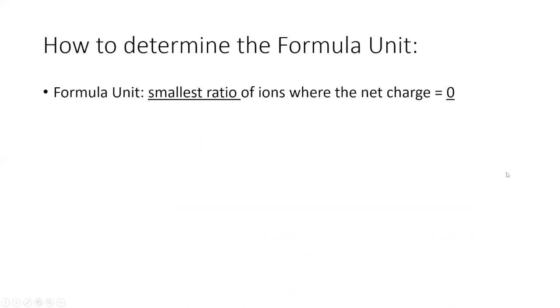Now, these come together to form ionic compounds. So how do they do that? You can come up with the formula of that compound when you establish the smallest ratio where those ions neutralize each other. In other words, they reach a net charge equal to 0.